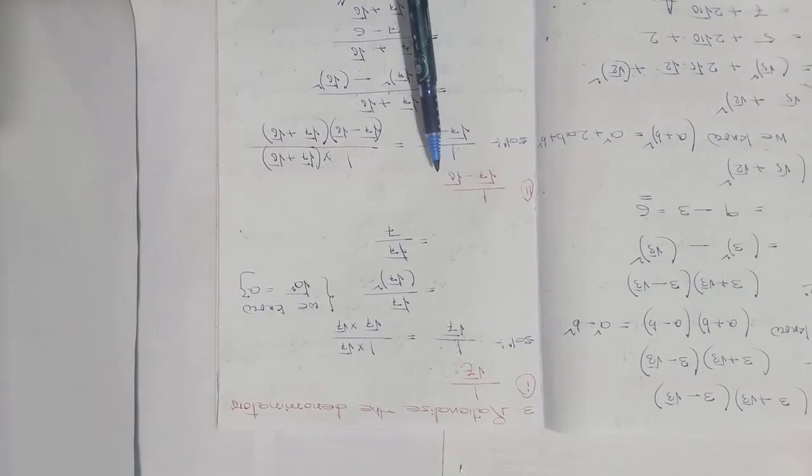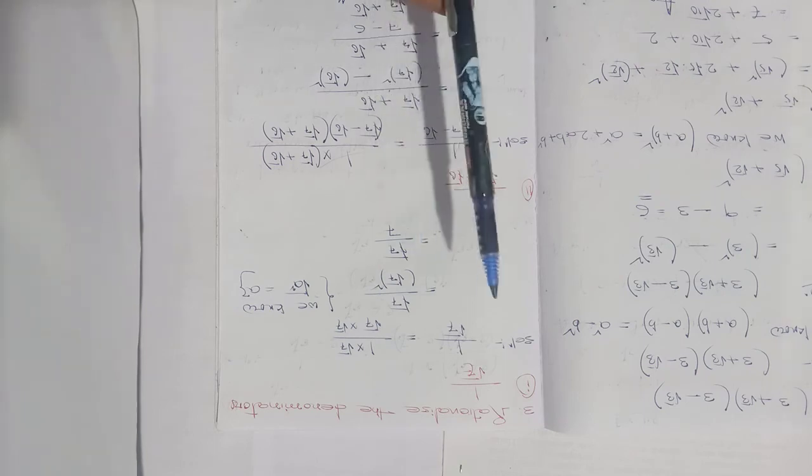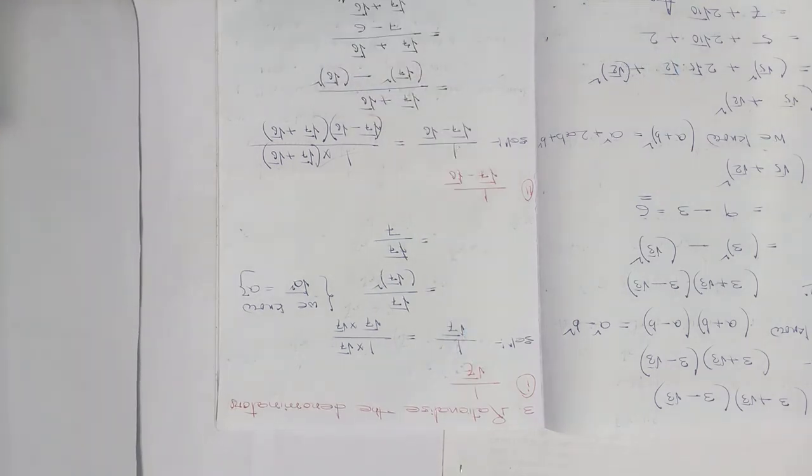Students, the next type of question is rationalize the denominator. It means the denominator is given as an irrational number, then your aim is to rationalize it. That is, to eliminate the irrational number and make it rational. So rationalize the denominator means you have to make the denominator a rational number. See, the first question is 1 by root 7.